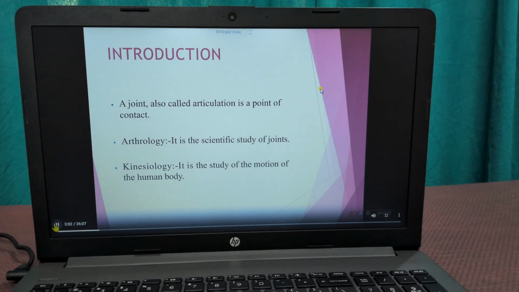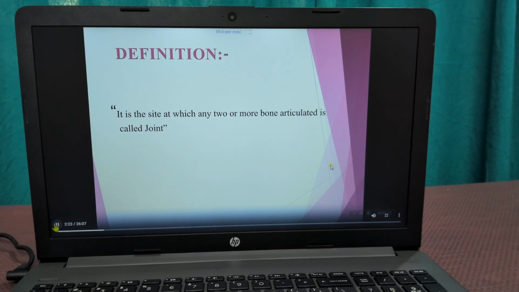The next term is kinesiology. It means when we are studying the motion of the human body, how the human body can move, how our hands can move and rotate. When we study motion, it is known as kinesiology. The simple definition of a joint is that it is a site at which two or more bones articulate.